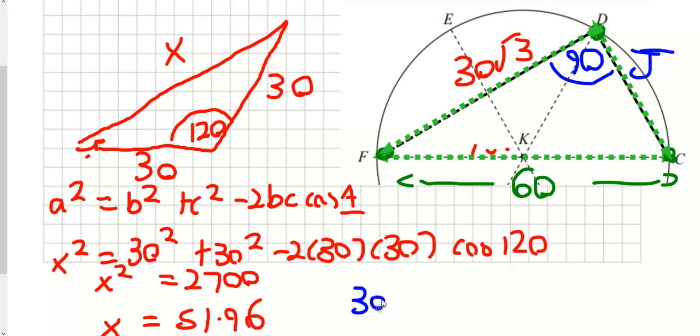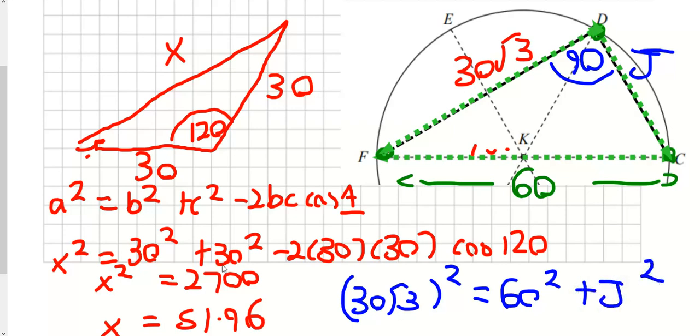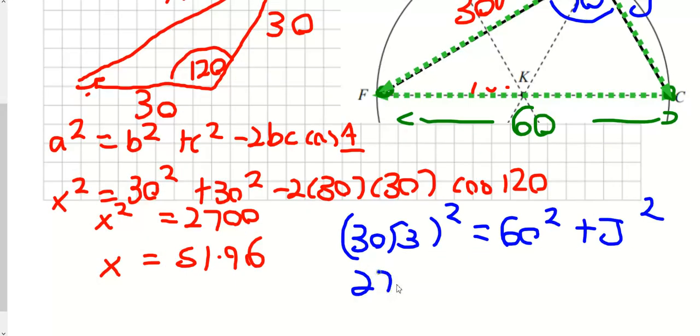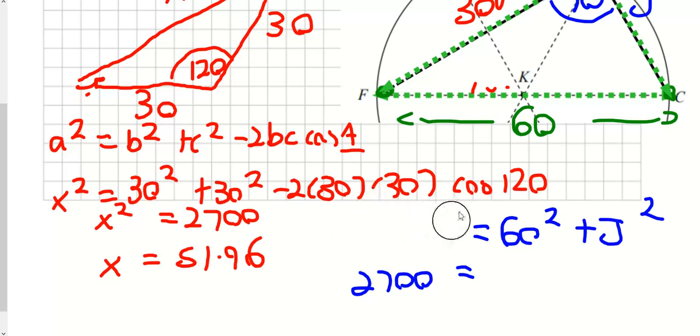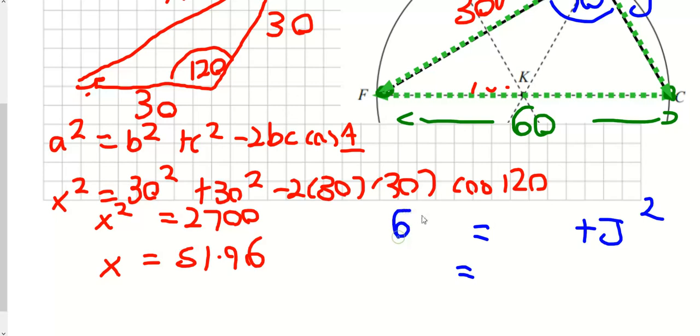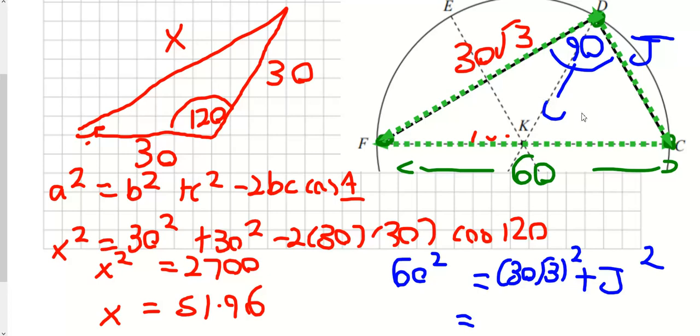Ready? 30 root 3 squared equals 60 squared plus J squared. Okay? 2,700 equals, what's 60 squared? Oh, I'm wrong. I'm definitely wrong. 60 is the longest side in the triangle, isn't it? So it's actually 60 squared equals 30 root 3 squared. See the way the 60 is opposite the 90 degrees? Has to be the longest side. That's 3,600.